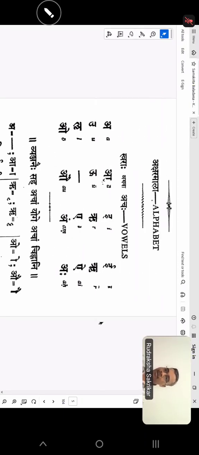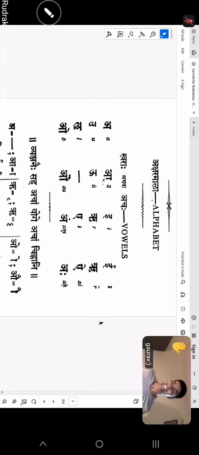Okay, so anybody ready to volunteer? Please raise your hand. Okay, Gauravji. Okay, sir. Let's try.